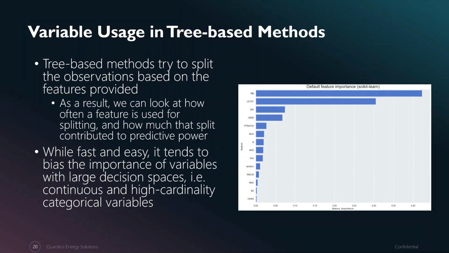However, if you have another feature like the length of the car in centimeters, this is a very large continuous variable. The model will have many different opportunities to split that feature, and therefore it might use it more often. So that's what I mean when I say that if a feature has a large decision space, then the tree-based method might use it more often, which will inflate its importance in the feature importances calculation.